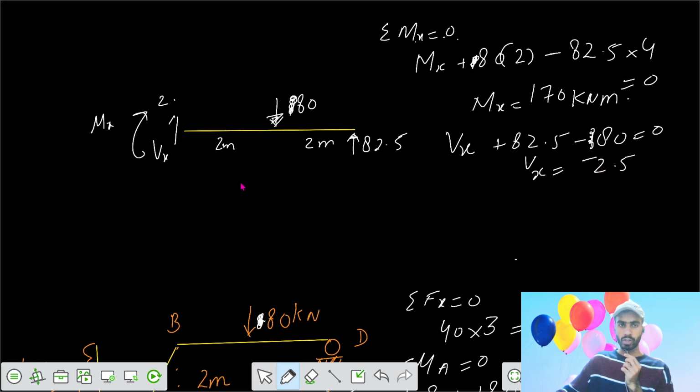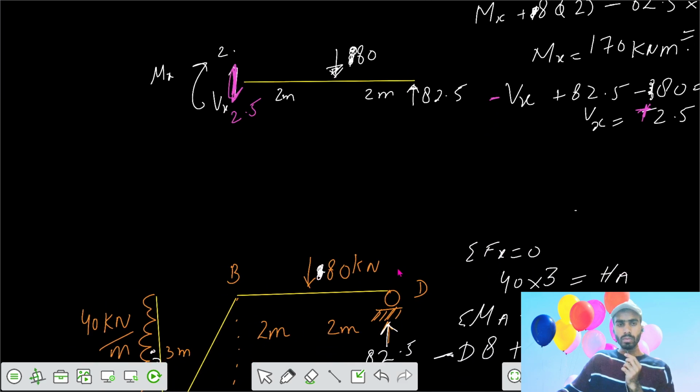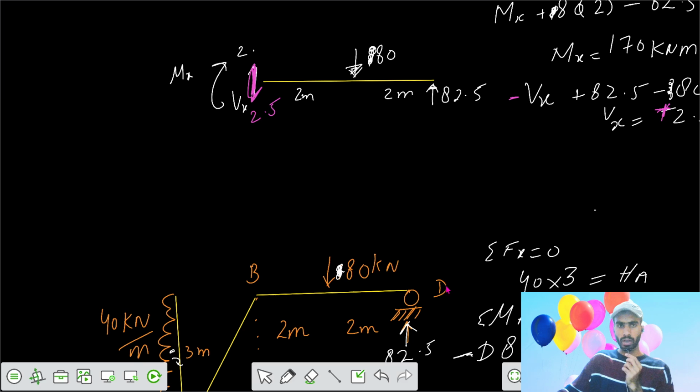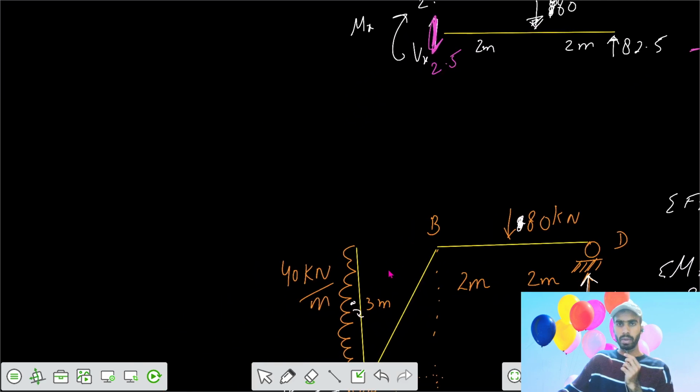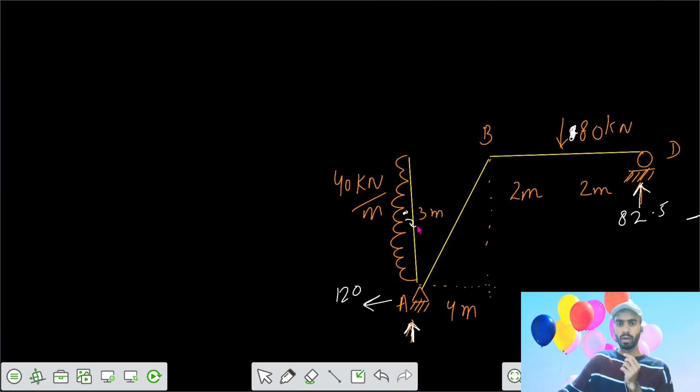That means your shear here is downwards. So we can keep it downwards, downwards 2.5. Then similarly we can write that shear was here negative, and we can write positive here value 2.5. So accordingly, now we have calculated all those forces in the member BD. And we have member AB.